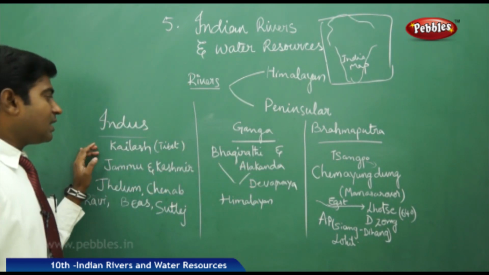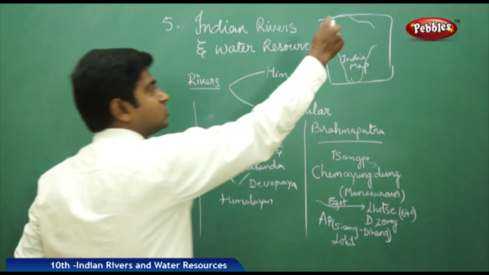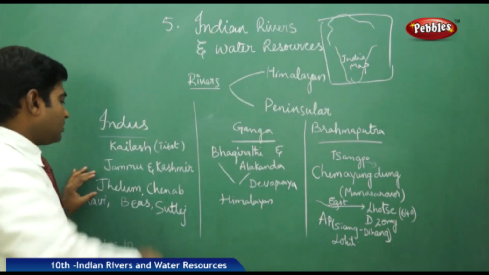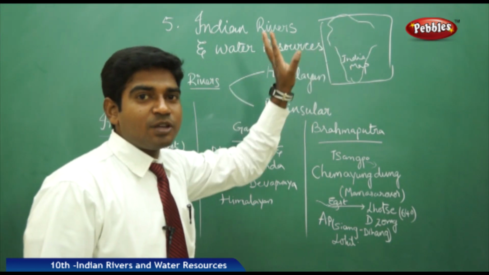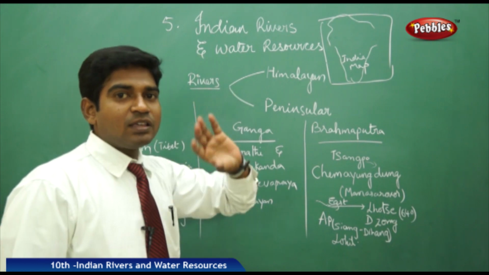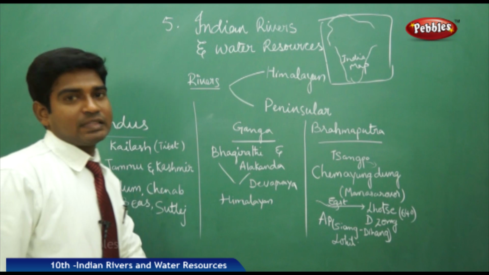It starts at Kailash near Tibet and enters India near the Jammu and Kashmir region. It has 5 tributaries, which flow 80% in our country and 20% into Pakistan. The 5 major tributaries of the Indus are Jhelum, Chenab, Ravi, Beas and the Satluj.